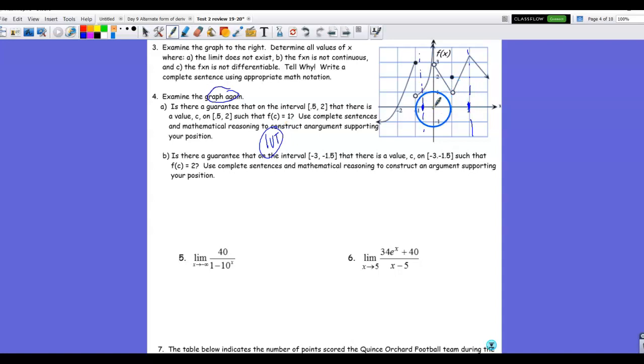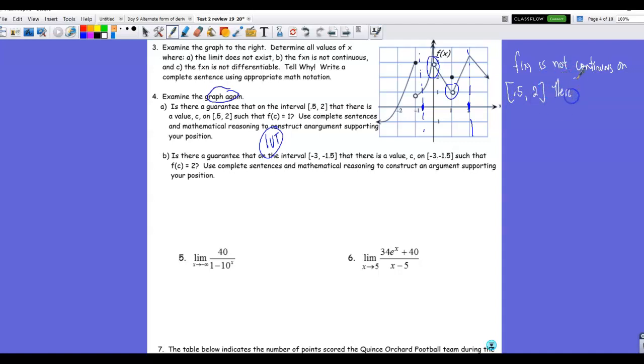Well, when I look at the graph from 0.5 to 2, I clearly see a discontinuity here. I see a discontinuity here. Well, that is a condition of the intermediate value theorem. So my write-up is going to say something like, the function f of x is not continuous on the closed interval from 0.5 to 2.